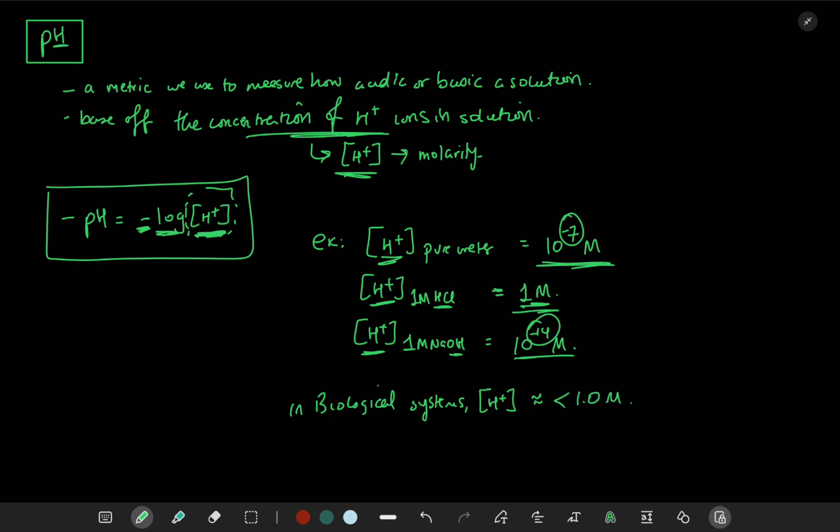So which means that in most biological systems, if we just take the log of hydrogen ion concentration, say pH was just this, it will always be a negative number. Because again, that's just how logs work, right?